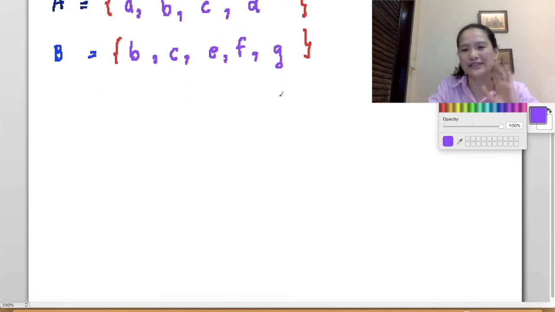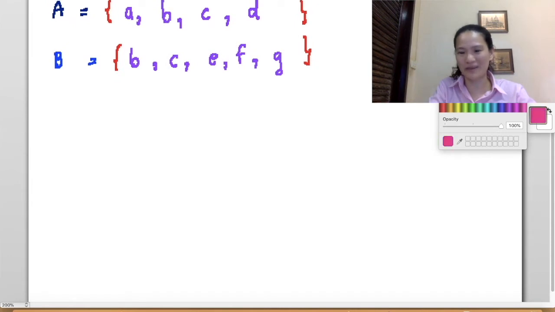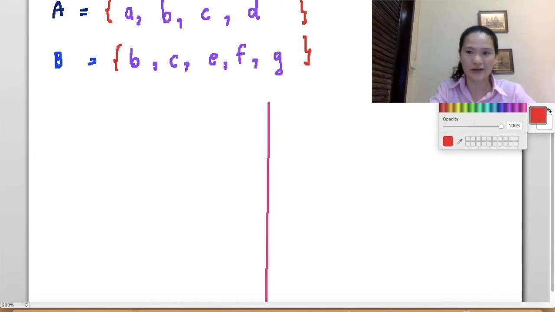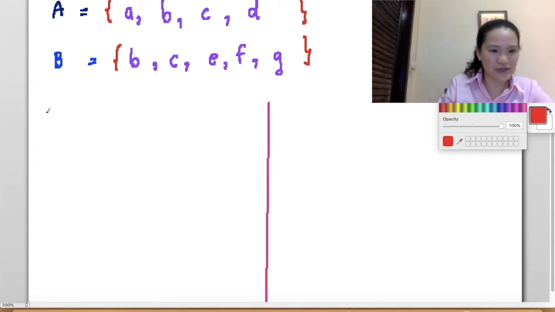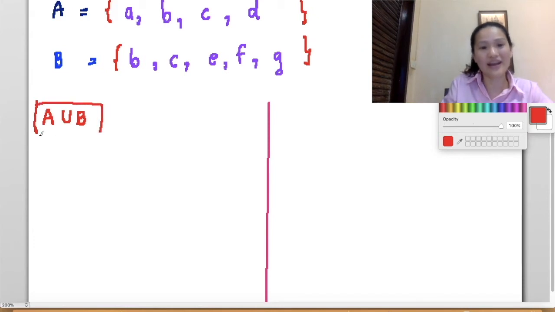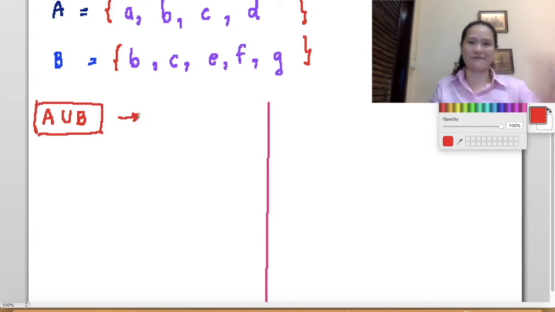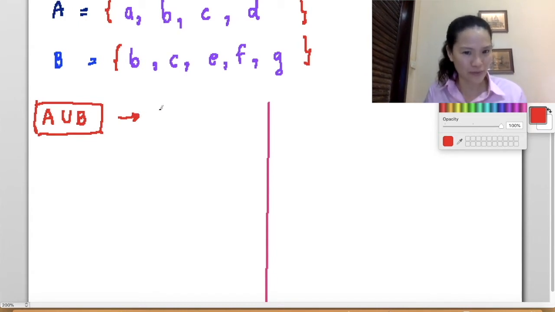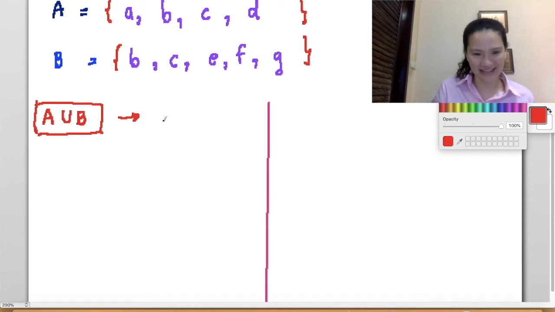Yeah, I try to fit everything on one page. Let me make space like this. Okay. First, what I want you to find out is A union B. And you remember our concept. A union B, the concept is add or in common. Add or in common, do you remember? Yes, it's add. So that means you include everything.